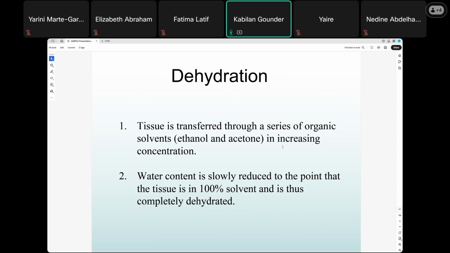So now, first we discussed fixation. One more time, I'm repeating the process. Your sample for light microscopy goes through fixation, dehydration, infiltration, embedding, sectioning, staining, and observation is the 7th one. So keep this in mind. It is very important.